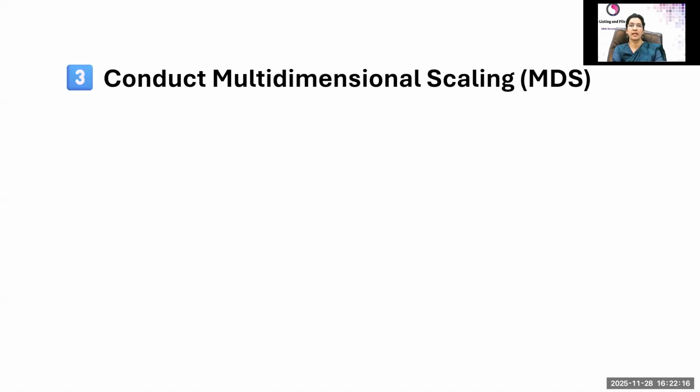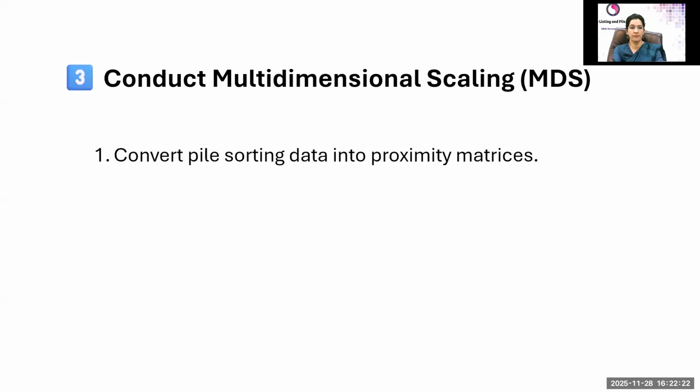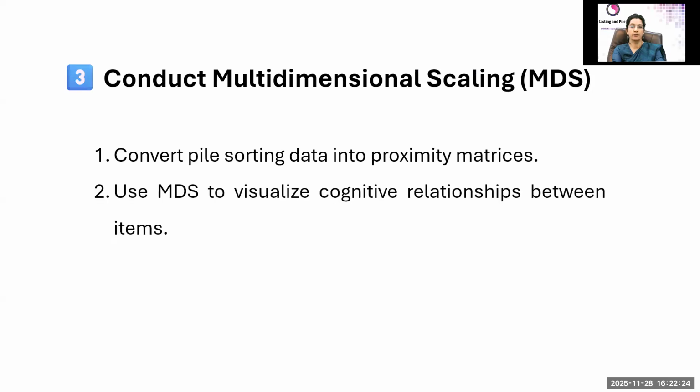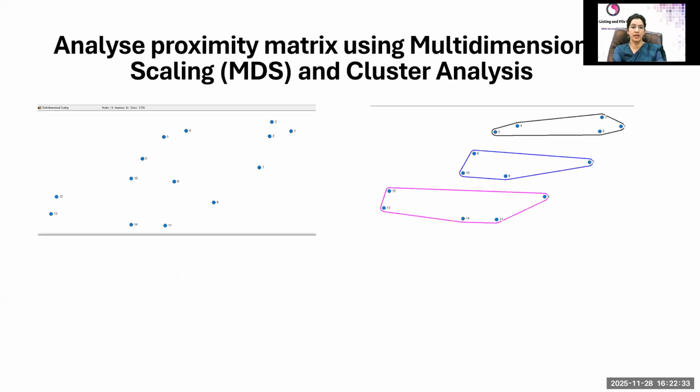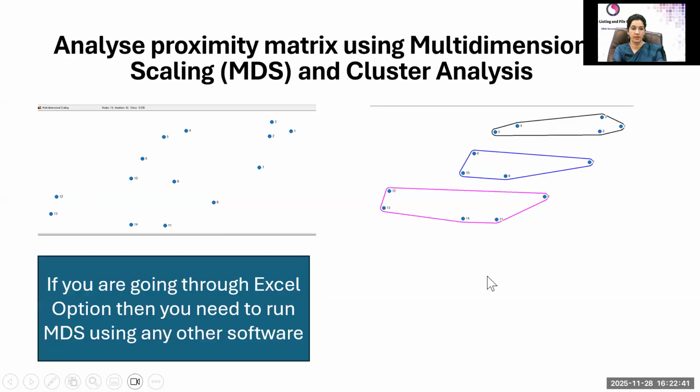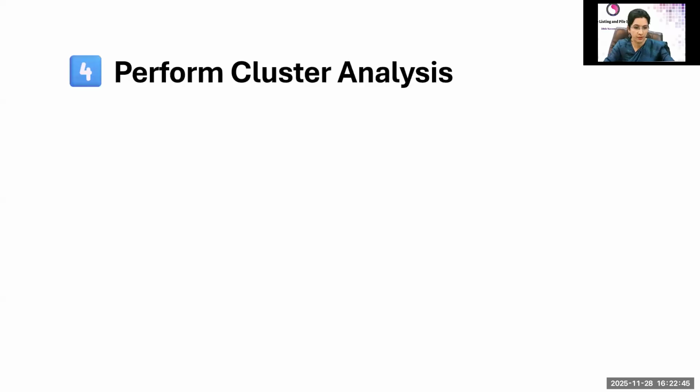So after we get the proximity matrix, the multidimensional scaling you get automatically. And then if you need to do the cluster analysis, then you can do the cluster analysis to understand the underlying cultural model. And this is the MDS where that outline is not there, and here you can see an outline. So we'll see how to do that in Anthropack.